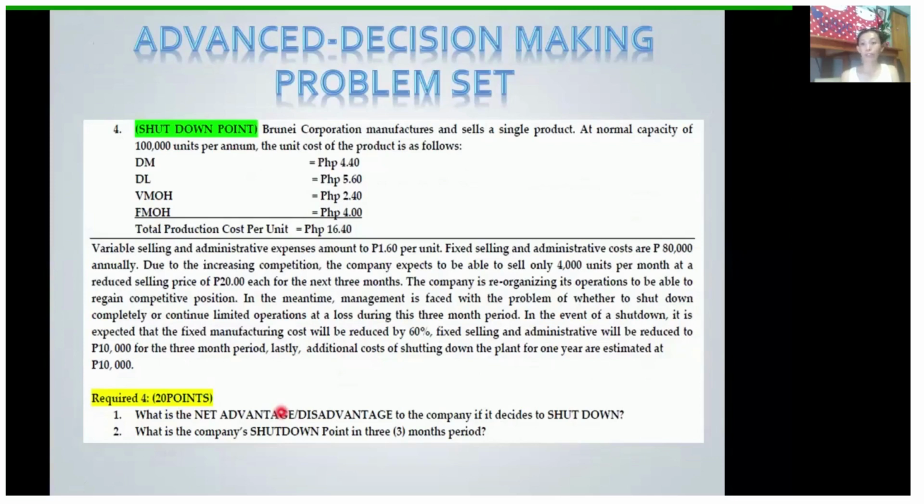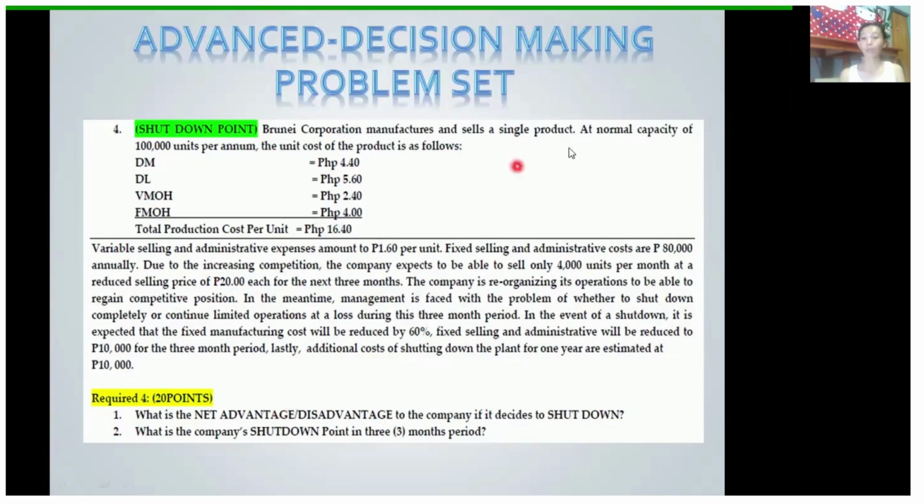So we have the fourth item, which is the last one. The item nga wala na to no sa iskuti jud. So kani, pay attention and be awake, please. So we have a situation in Brunei Corporation. So Brunei Corporation manufactures and sells a single product line.